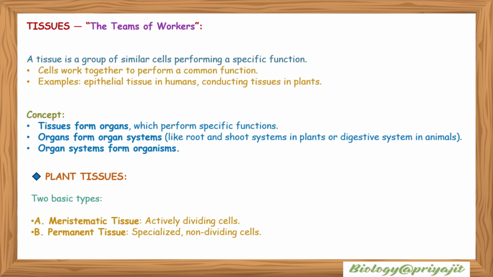Tissues. Basically, a tissue is a team of workers. A tissue is a group of similar cells performing a specific function. Cells work together to perform a common function. Examples: epithelial tissue in humans, conducting tissues in plants, etc.